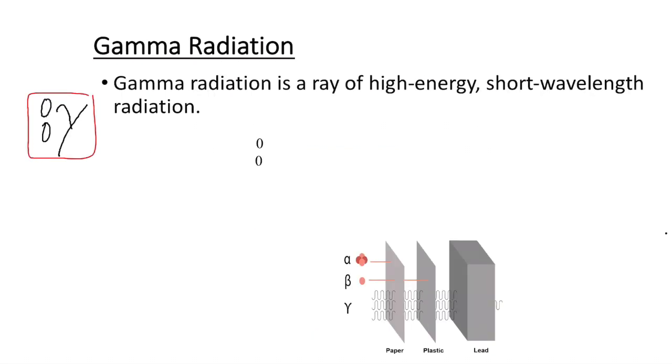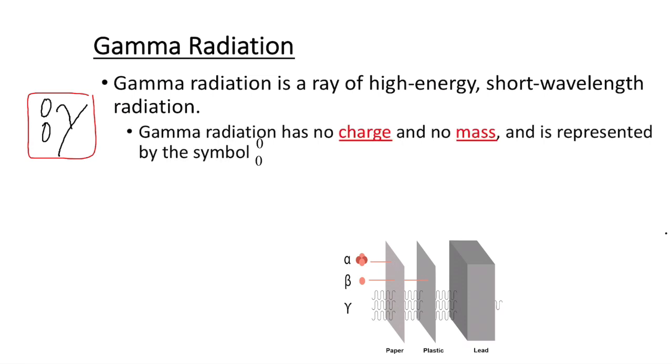Final type, gamma radiation. So gamma radiation is a ray of high energy, short wavelength radiation. So it's basically on the high end of the electromagnetic spectrum that you discussed in grade 8. Gamma radiation has no charge and no mass and is represented by the symbol. Looks kind of like, actually, let me redraw that. So kind of like a Y shape. Sorry, this should actually be slightly more curved. There we go.